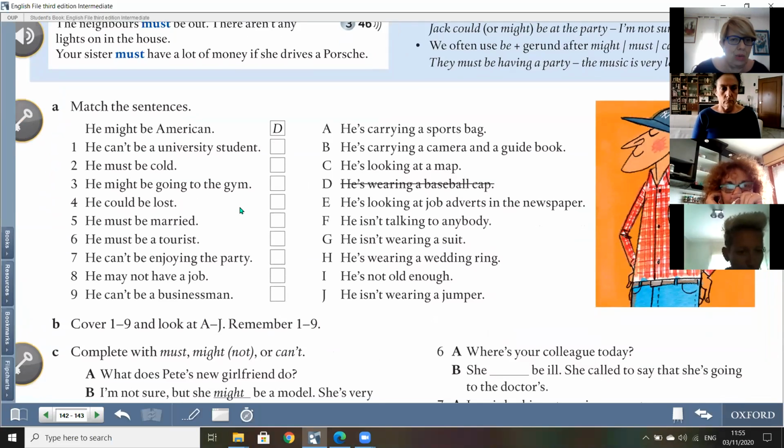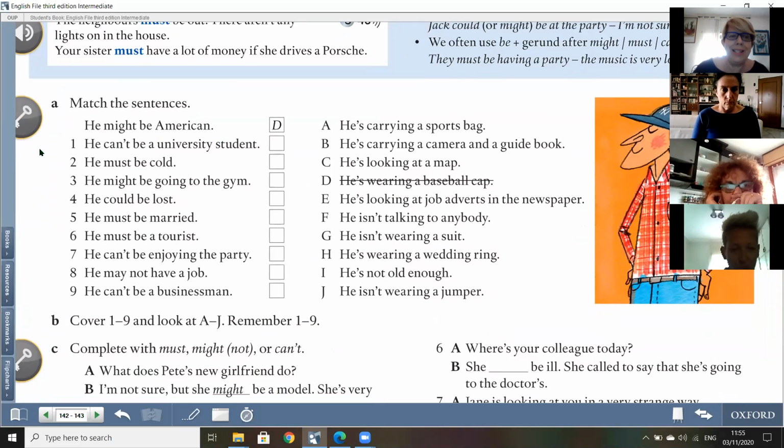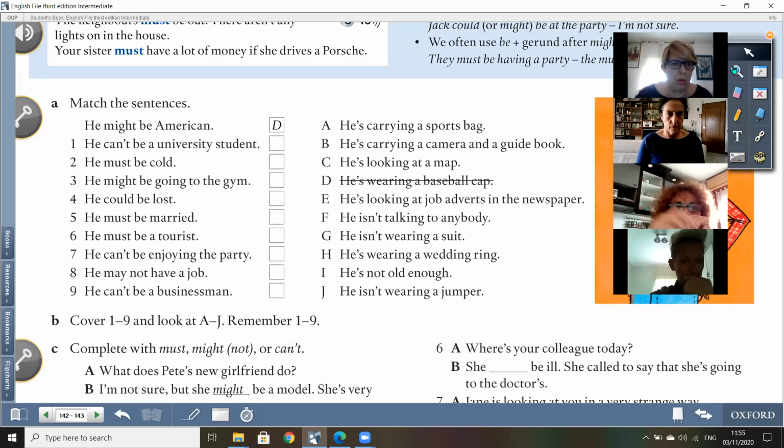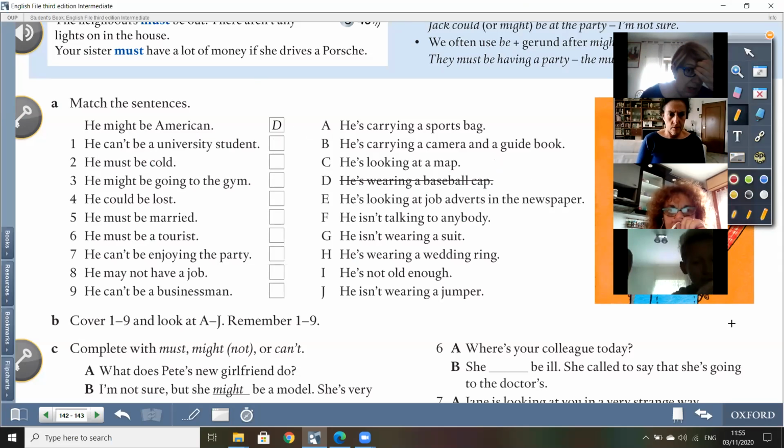So, let's try now to match the sentences. It might be American. He's wearing a baseball cap. With using our deduction. I'm doing the crossing line for you. Okay, so read them all and try to match one with the other. Can you start, Mila, when you're ready? Allora, he can't be a university student.